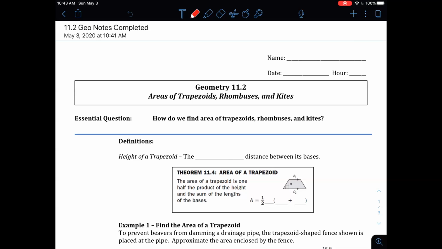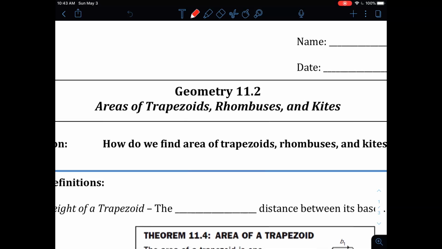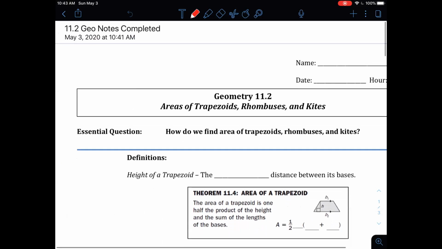We are continuing chapter 11 of geometry, and we're working with area of different types of shapes. Why don't we go ahead and read the name of the lesson. Ready? 1, 2, 3. Areas of trapezoids, rhombuses, and kites. Essential question. Ready? 1, 2, 3. How do we find area of trapezoids, rhombuses, and kites?